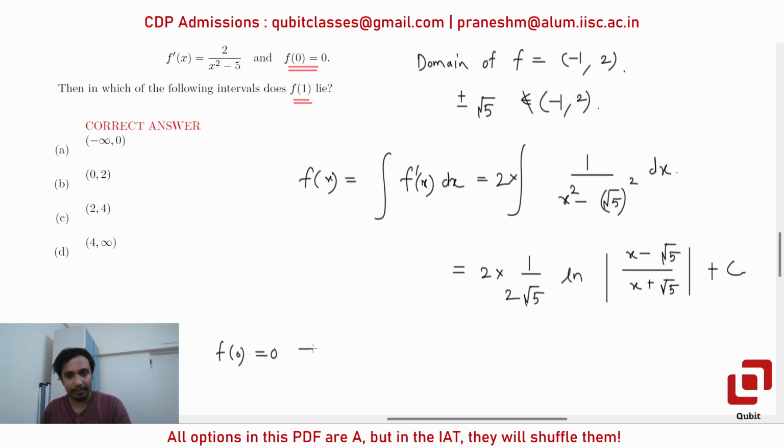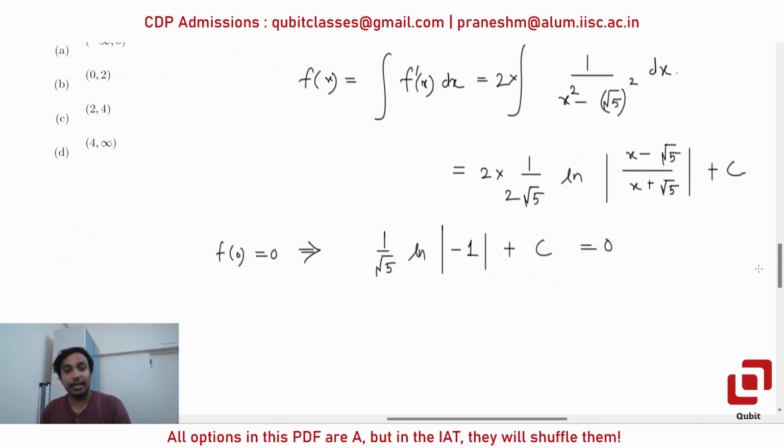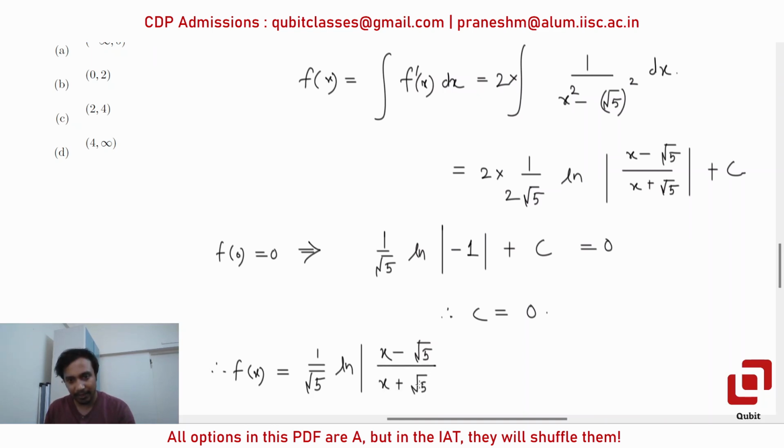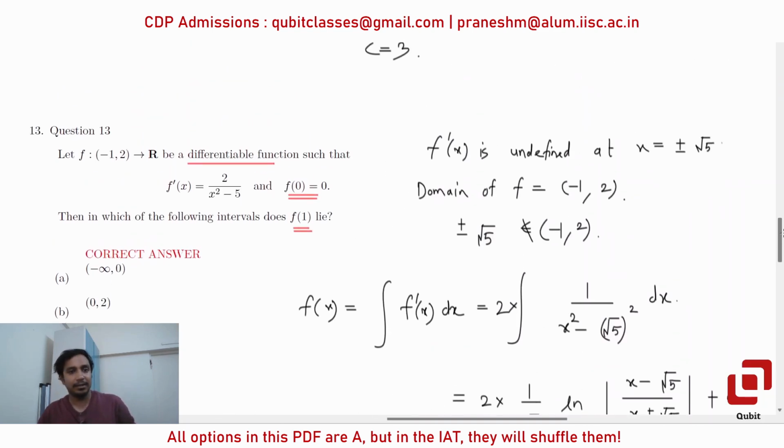f of 0 is 0 implies 1 upon root 5 ln 0 minus root 5 upon 0 plus root 5, so that is negative root 5 upon positive root 5, negative 1, ln negative 1. But ln mod negative 1 is basically ln 1, which is 0, so c is 0, right? C is 0, and therefore we can directly write f of x as 1 by root 5 ln mod x minus root 5 upon x plus root 5. Okay, x plus root 5 in the denominator.